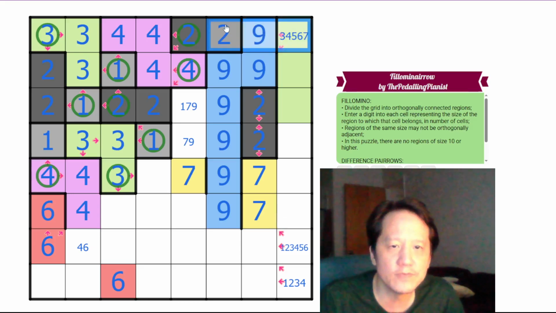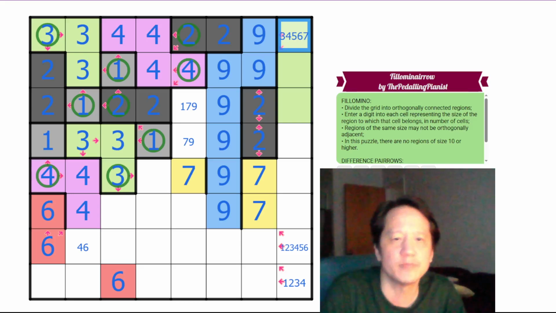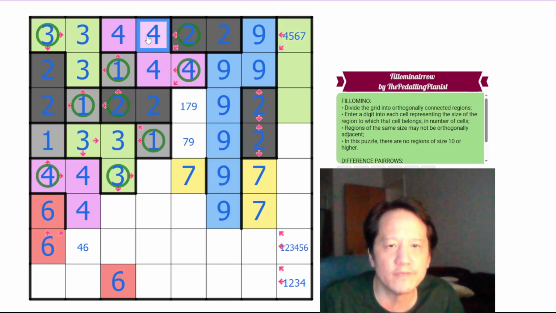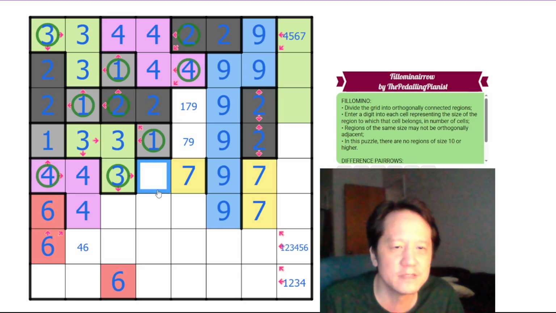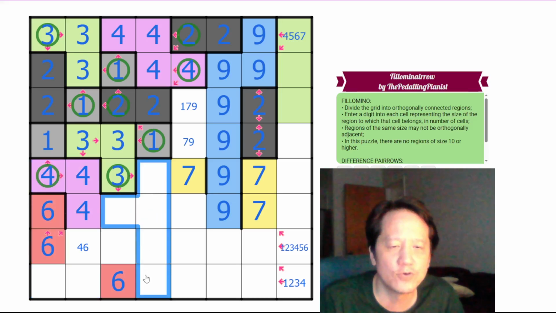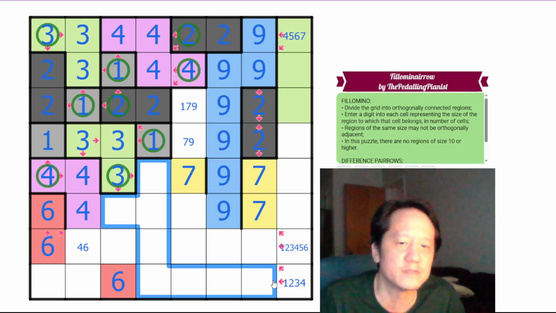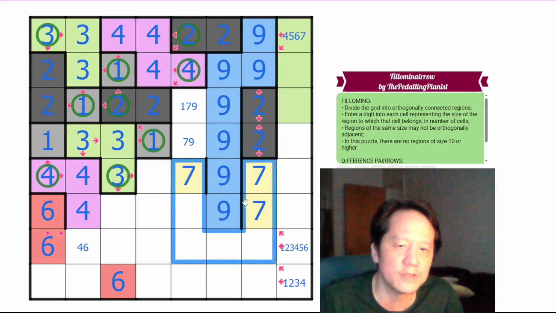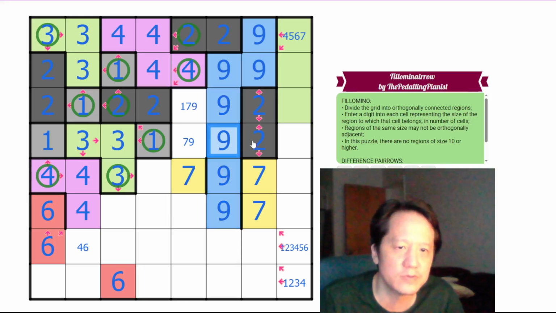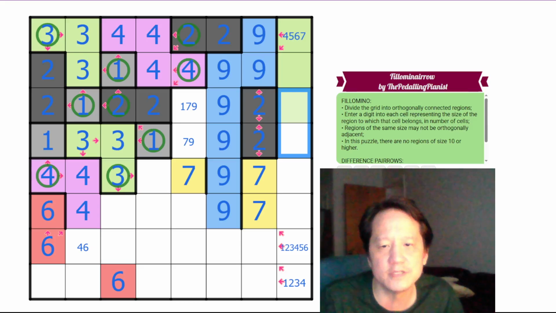Okay, can we do any of these? 3. 3 from 2 is not 7 or 9, so this can't be 3. 4 away from 4 could be 8. Maybe. That could work. 1, 2, 3, 4, 5, 6, 7, 8, 9, 10. So we have 1, 2, 3, 4, 5, 6, 7, 8. That is possible. And you could have 7 here and then 9 here. So that is possible for this to be 4. So we know this has to continue on here.